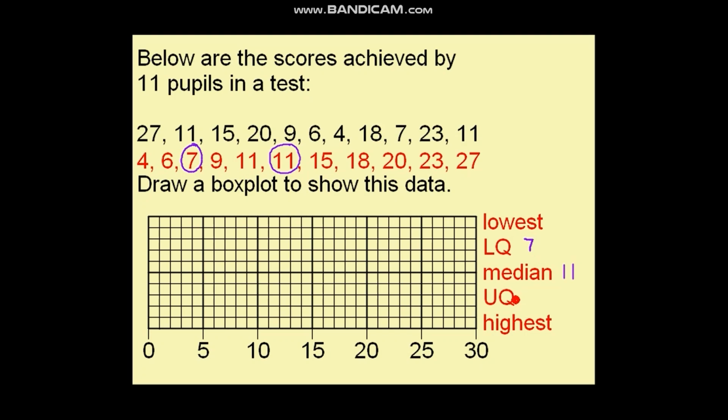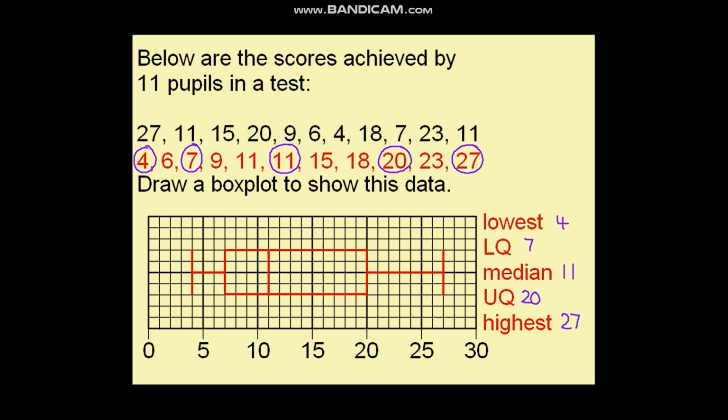For the upper quartile, I do the same thing on the numbers to the right of the median, so that's these ones here, and the middle number is 20. The lowest value is straightforward, that's 4. And the highest value is also straightforward, that's 27. I now want to plot these values on this grid to create my box plot.